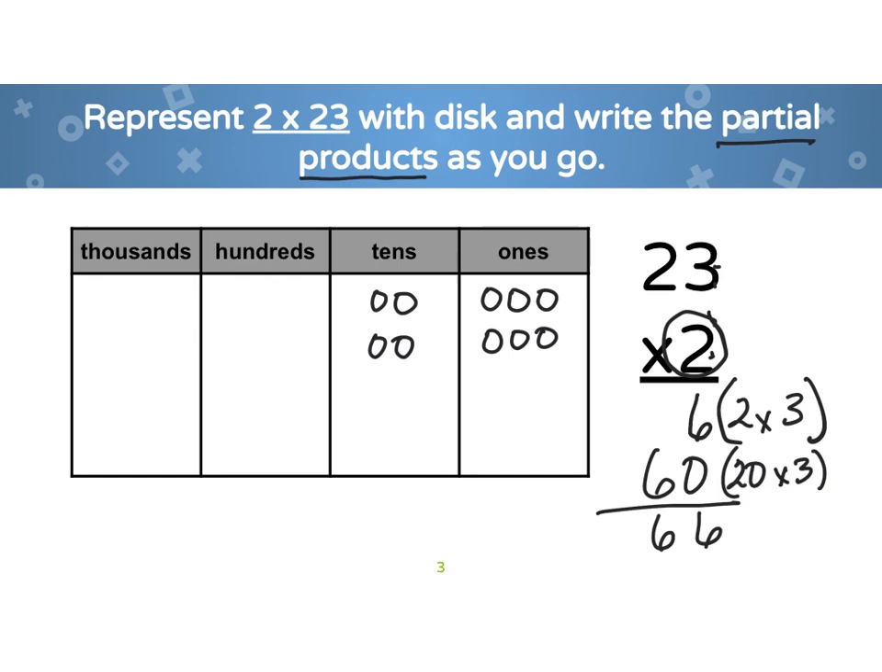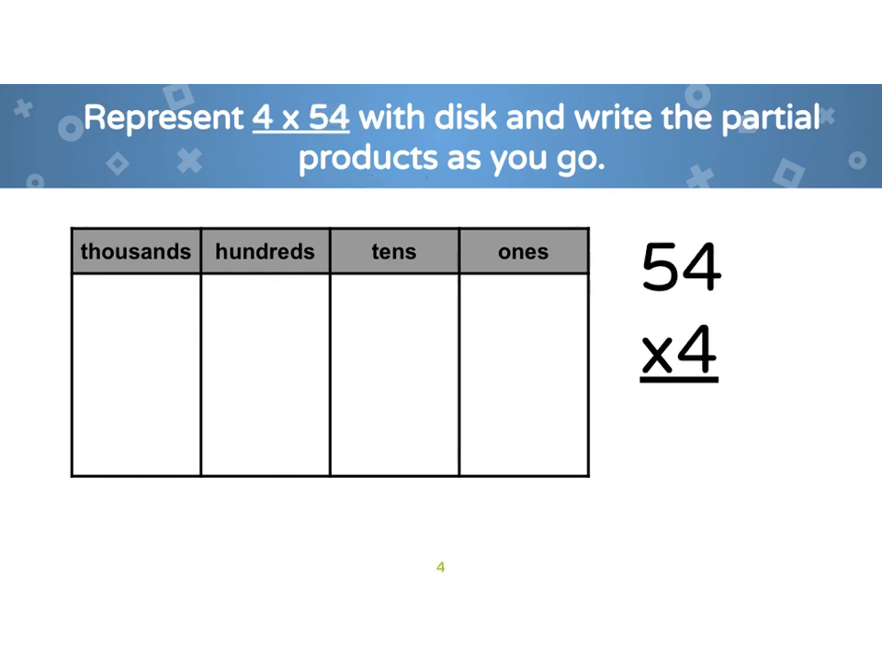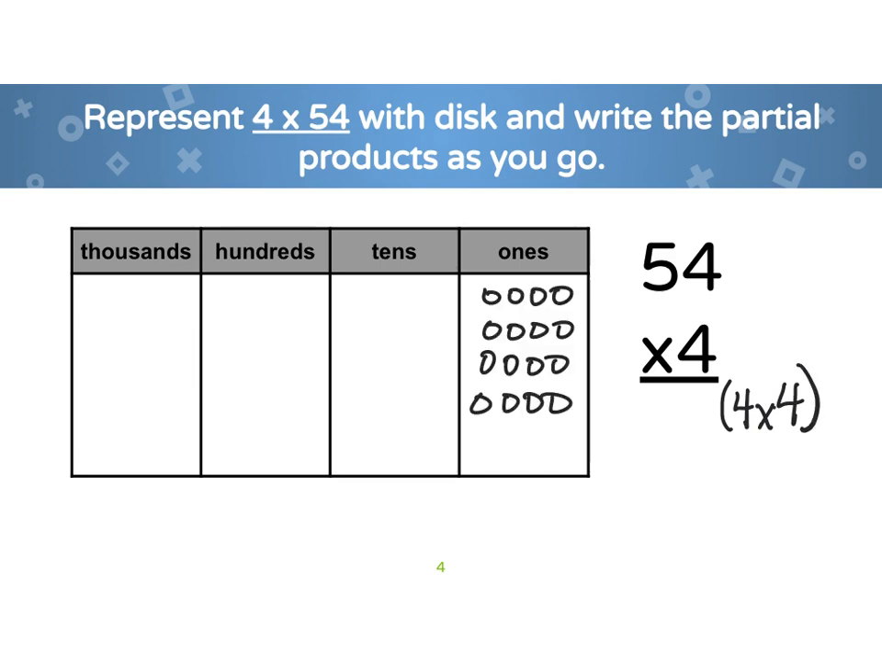Let's do another one together. Okay, so this is brand new. We're going to do partial product again. So if I look at my problem, 4 times 54, I know that that's not just 4 times 4 or 4 times 5, but that's 4 times 4 and 4 times 50. So first step would be 4 ones times 4. So I'm going to represent that first in my place value chart using disks.